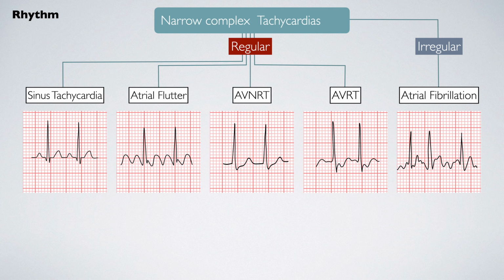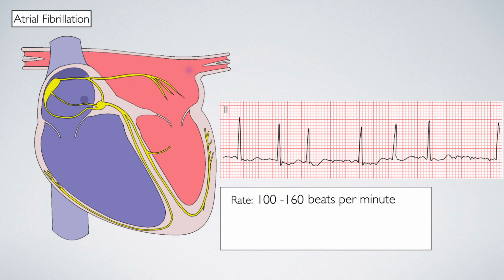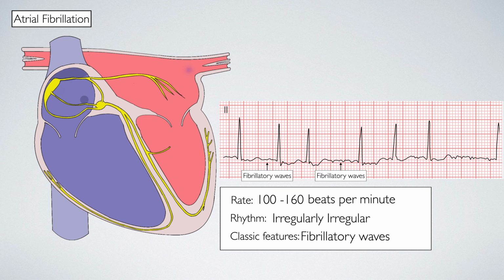Our next arrhythmia to review is atrial fibrillation. This narrow complex tachycardia accounts for around 33% of arrhythmia-related hospital admissions, and it carries a 5-fold increase in the risk of cerebrovascular accidents and a 2-fold increase in all-cause mortality. Atrial fibrillation presents with a ventricular rate between 100 and 160 beats per minute. The rhythm is irregularly irregular. P waves are not present, and instead there are fibrillatory waves.